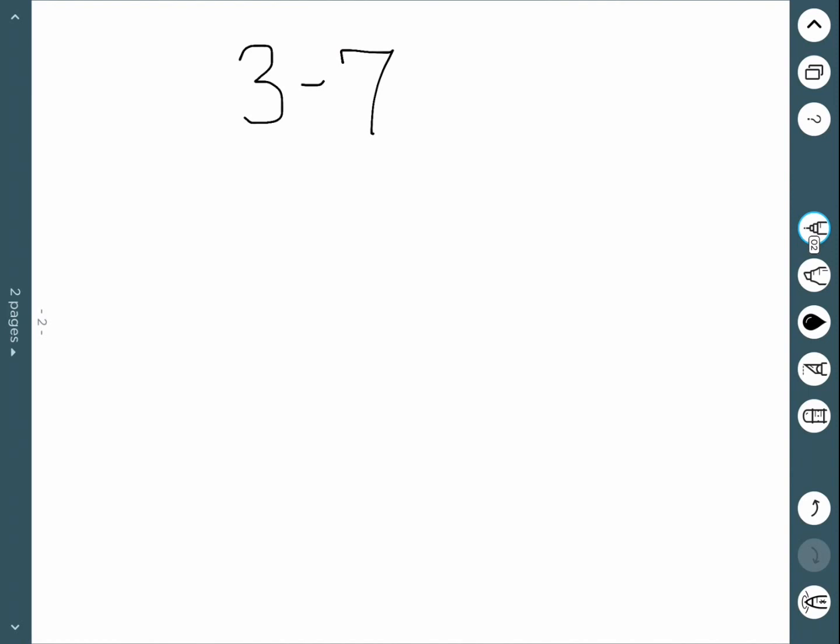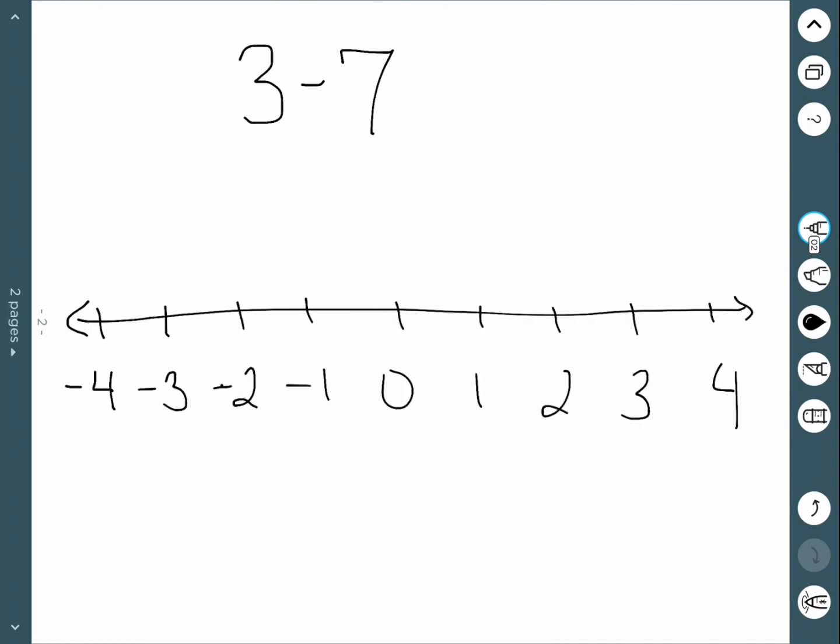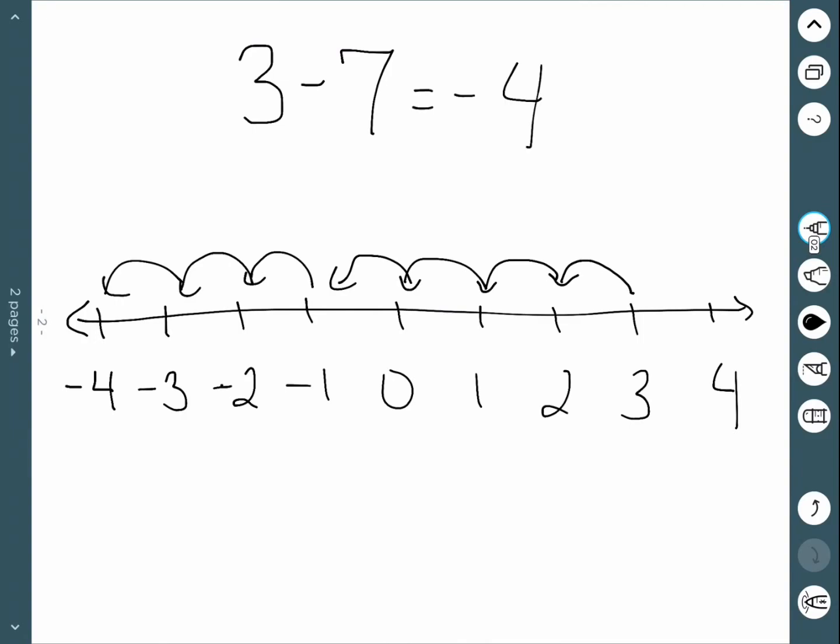So let's think about this in terms of the number line. This is saying start at 3 and move left 7. So we have 1, 2, 3, 4, 5, 6, 7. So 3 minus 7 is negative 4.